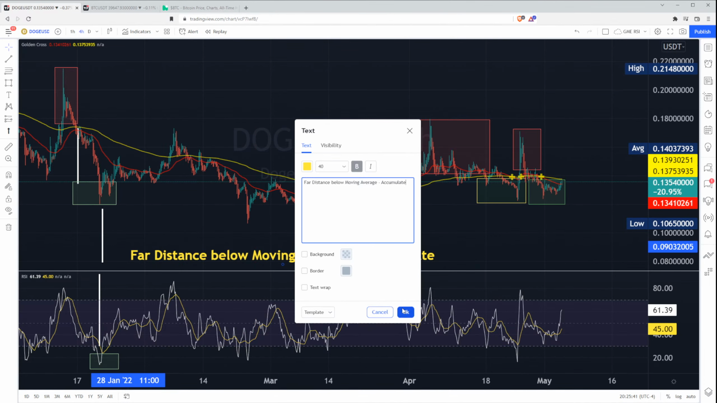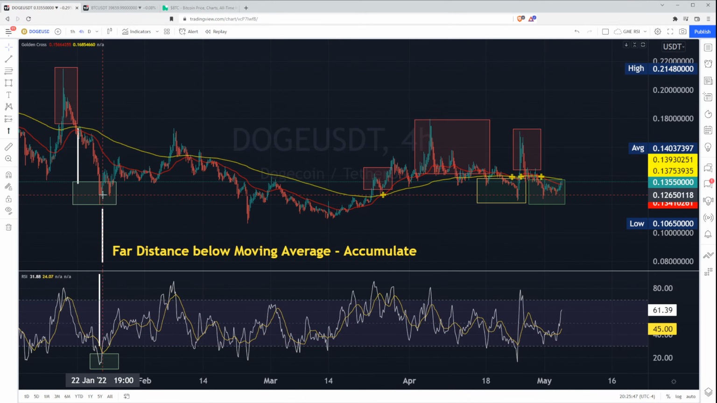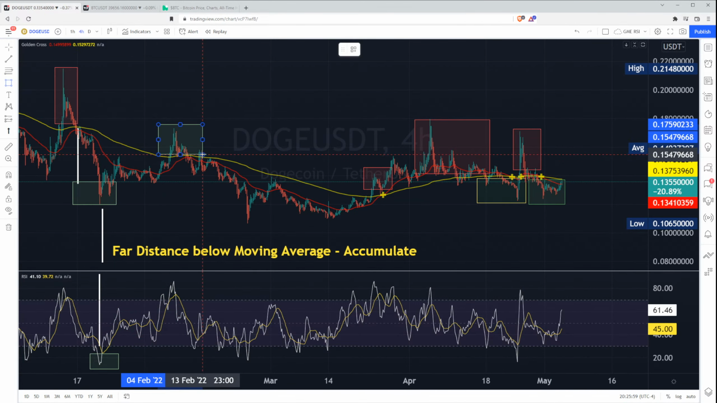So far, distance below, this is just from a visual aspect. The further below this moving average line you are, you probably want to accumulate, because the chance of us going up higher is pretty high. Now, we did start going up higher above the moving average line. People could take profit as well right here.